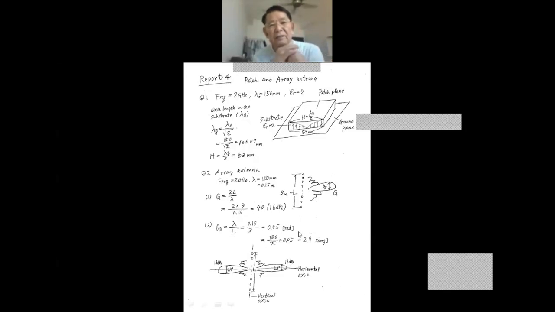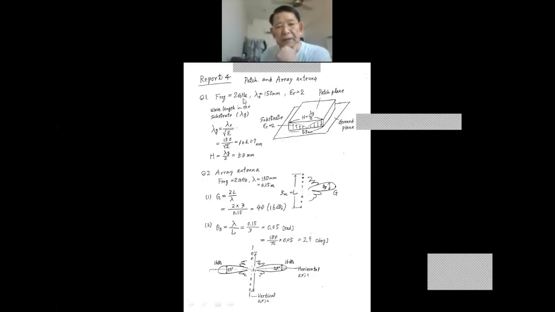So next, patch and array antenna, report 4. This is very useful. Among the final year students of the antenna group, many students design a patch antenna. So this is a very simple example.